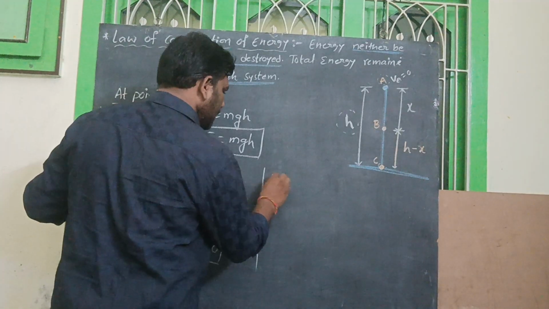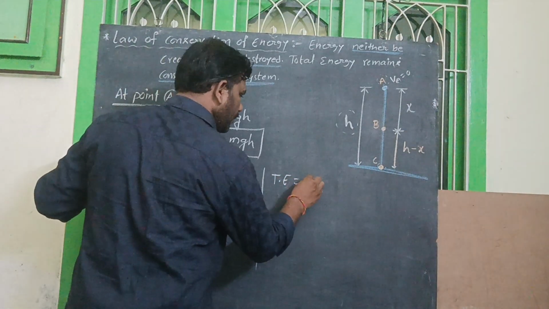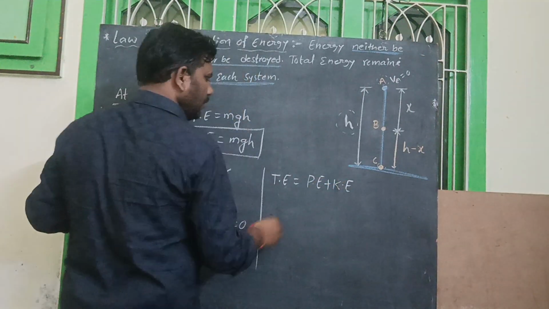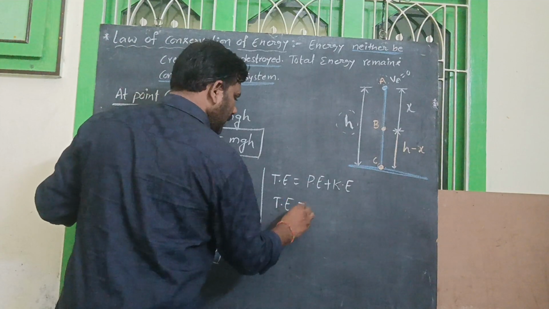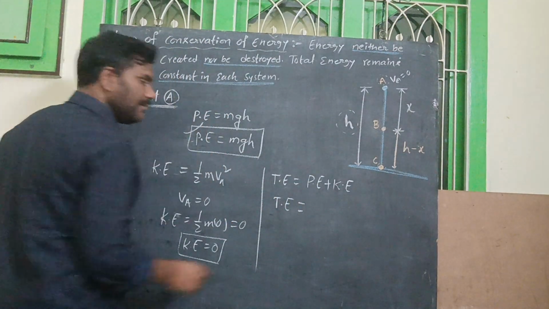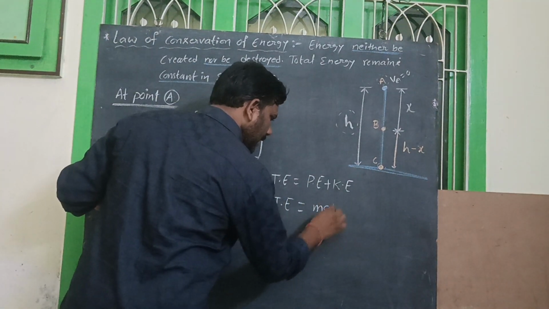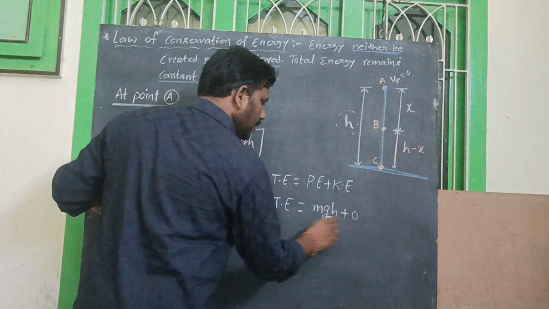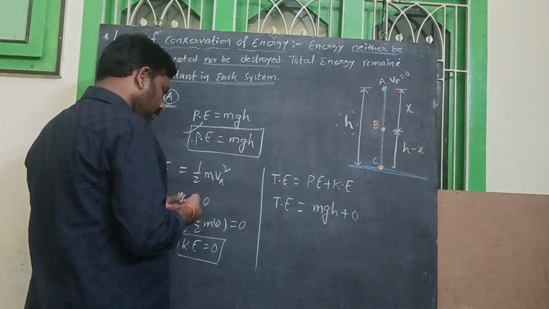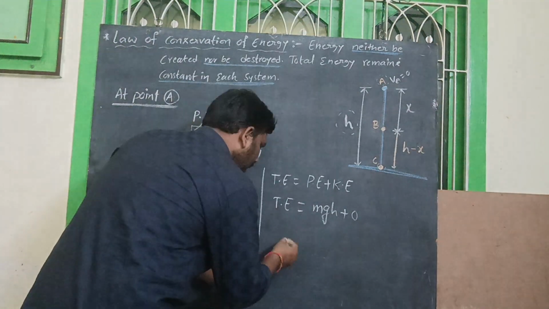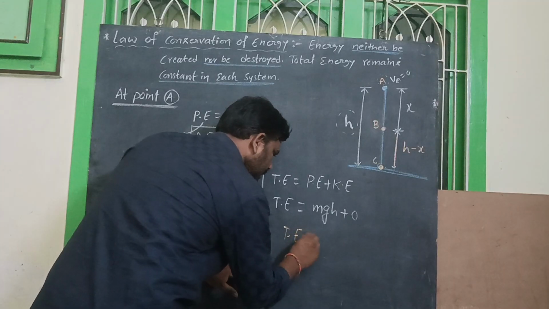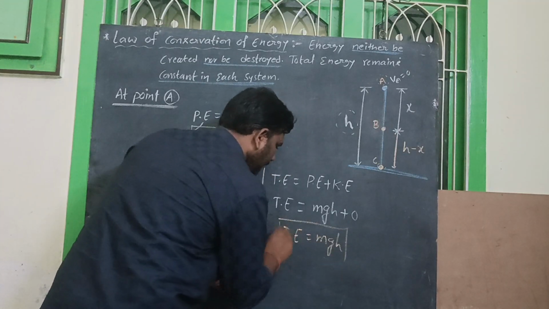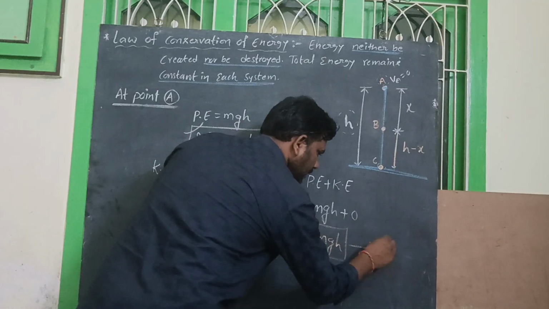So we can find out the total energy. What is the total energy? Total energy is equal to sum of the potential energy plus kinetic energy. What is the potential energy here? mgh. And what is the kinetic energy here? 0. So mgh plus 0. Then we can write the total energy is equal to mgh at point A. So this is the first equation.